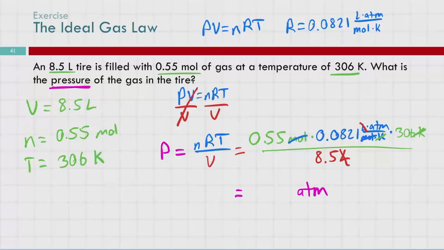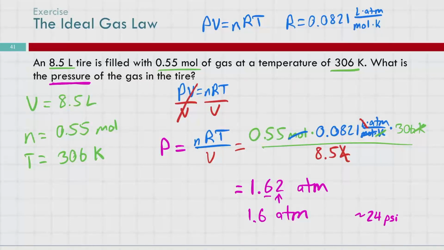Plug everything into our calculator, and we round to 1.6 atmospheres. 1.6 atmospheres is the pressure in our tire. For those of you that are somewhat familiar with PSI, this is about 24 PSI. So if it's a car tire, probably a little on the low side, depending on the tires that you've got on your vehicle.